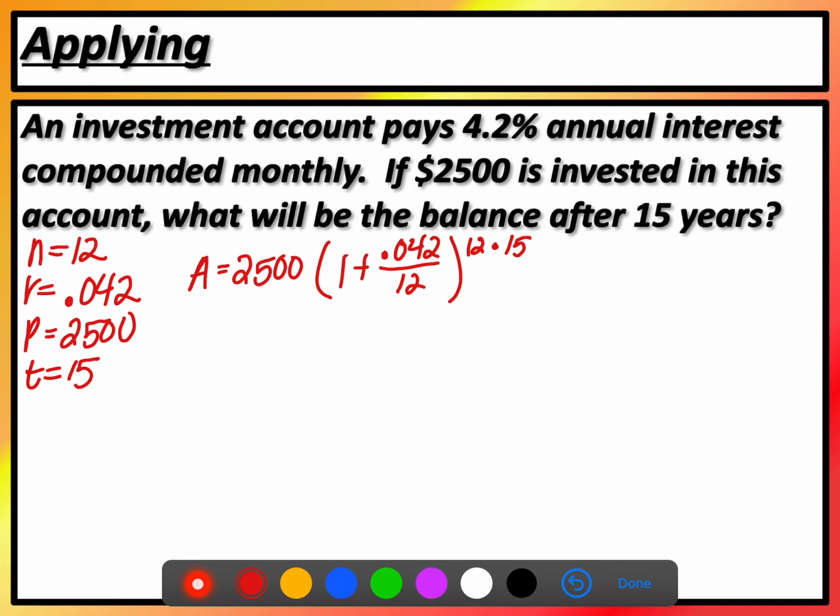Okay, so there's your setup. We're going to plug the whole thing into our calculator. Remembering that it's money, so we're going to round to 2 decimal places. Okay, so looking at this, we've almost nearly doubled our money because you began with $2,500 and you've got $4,600 now. So you're almost at double in about 15 years. So 4.2 is actually a really good interest rate.